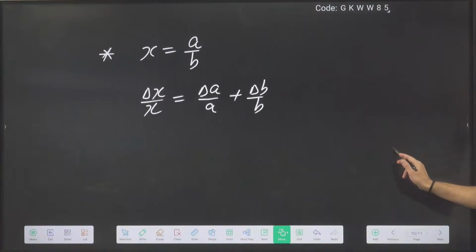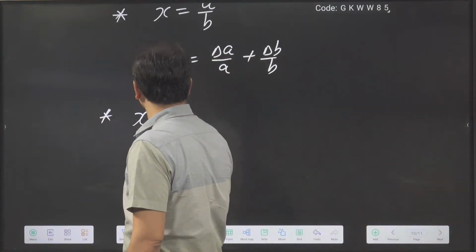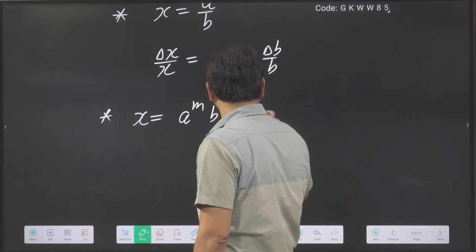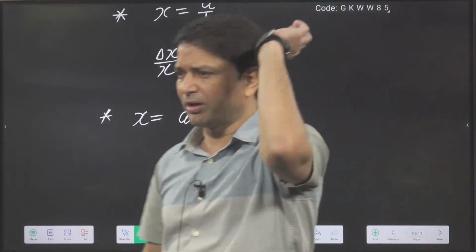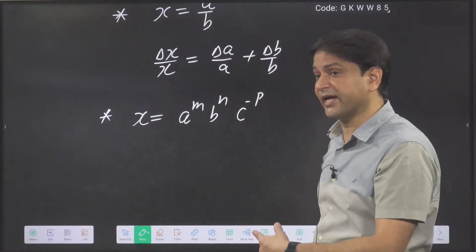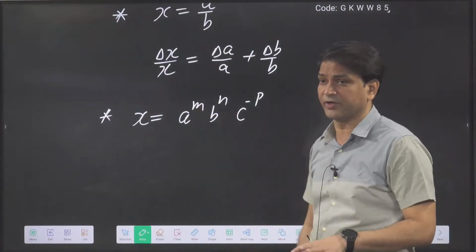Everybody got it? Now, if I am saying x is equal to a to the power m, b to the power n, c to the power minus p. Here any power may be a fraction, an integer, a positive integer or a negative integer. In that case, finding the error directly is very difficult.